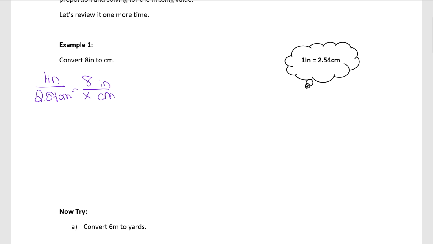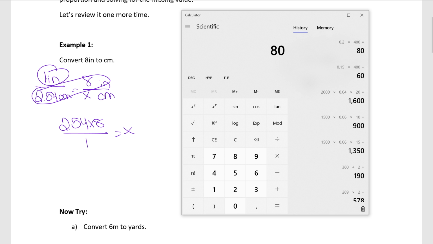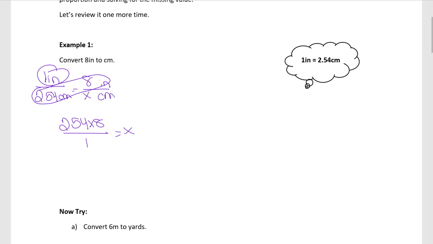Okay, so to solve this, I always take my values that are on the diagonal. So in this case, 2.54 and 8. And I divide by my other value, which is 1. So let's bring up our calculator. So we end up with 2.54 times 8. And we get 20.32. So that tells me that 8 inches is 20.32 centimeters.